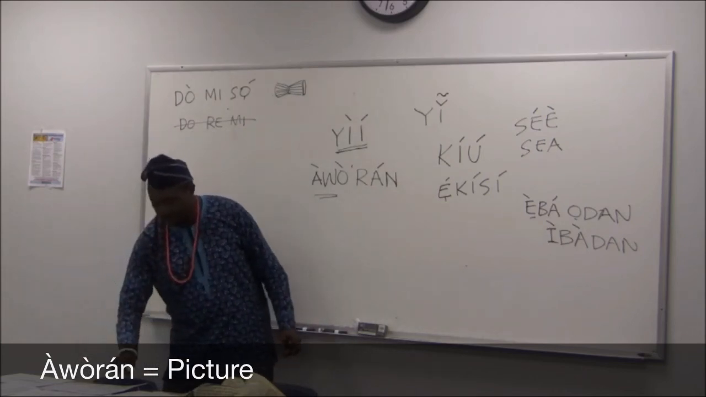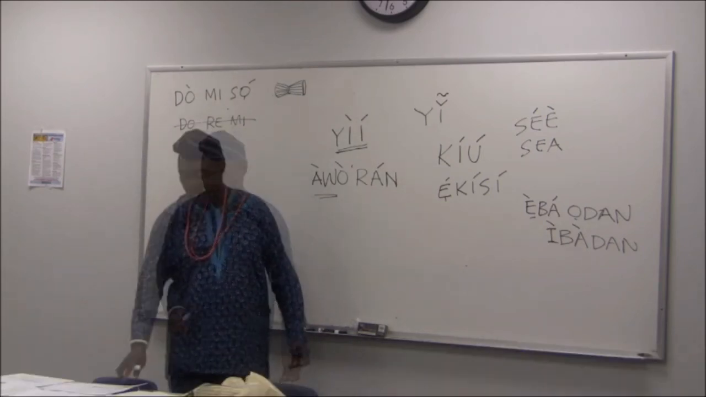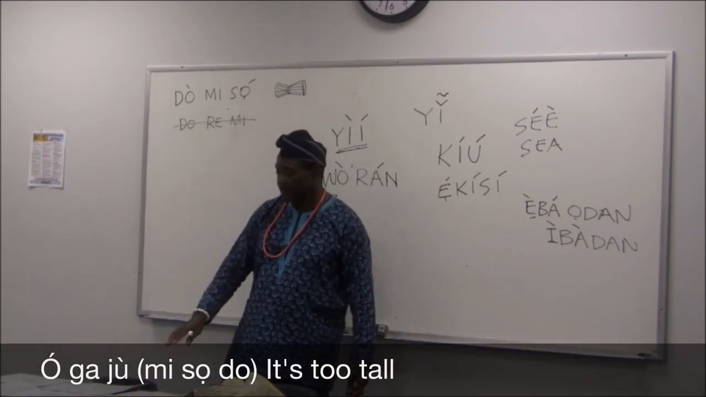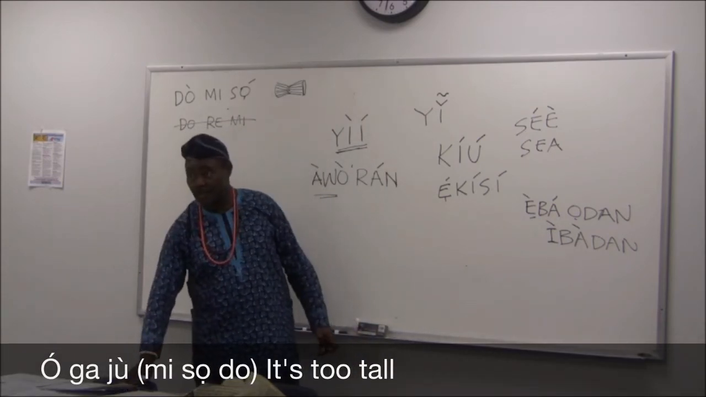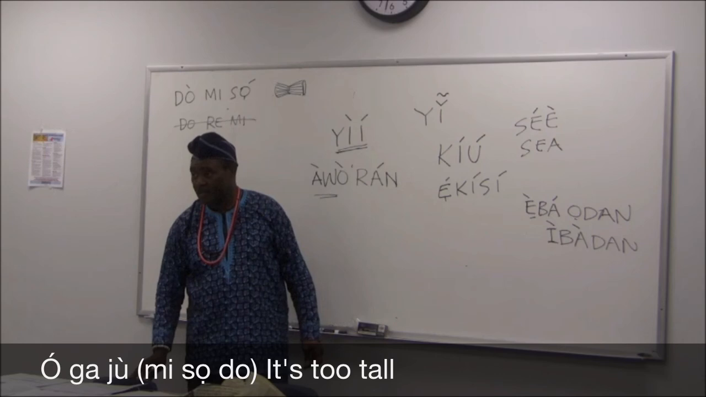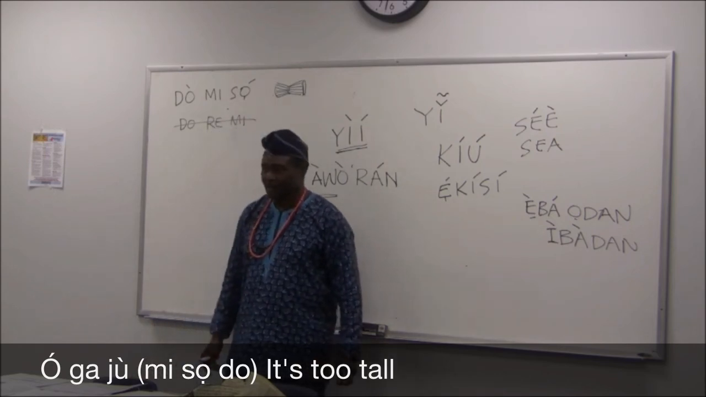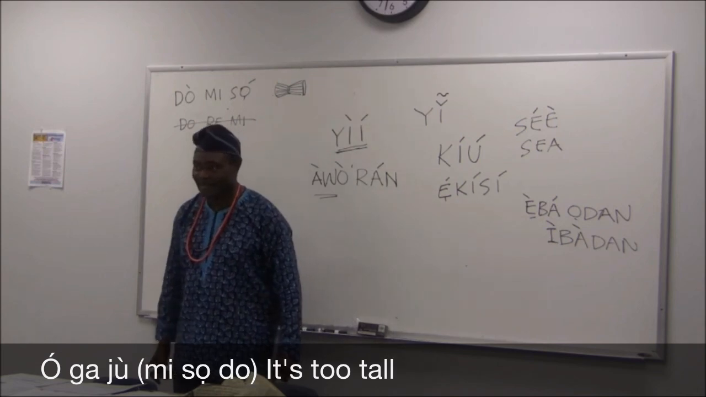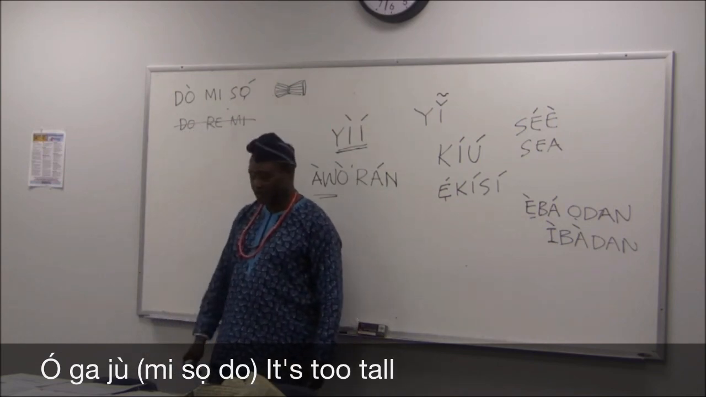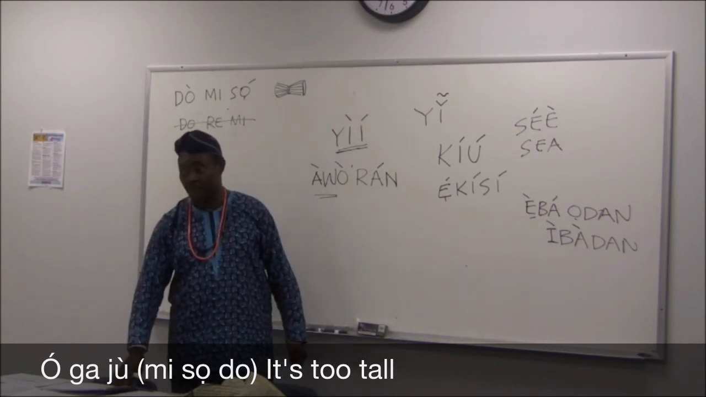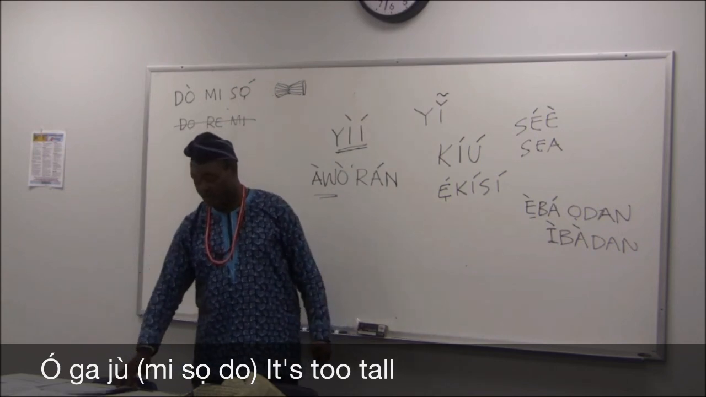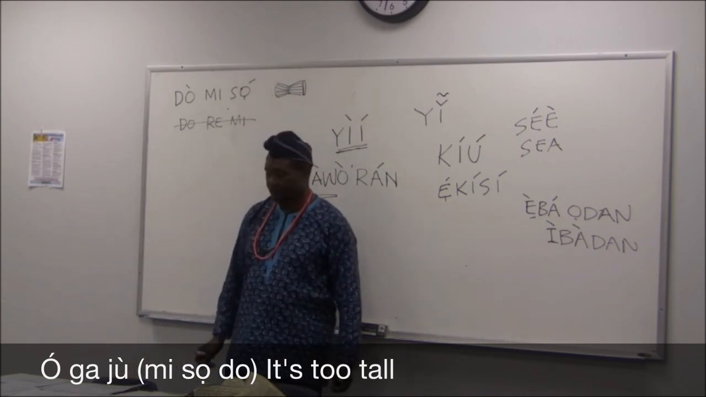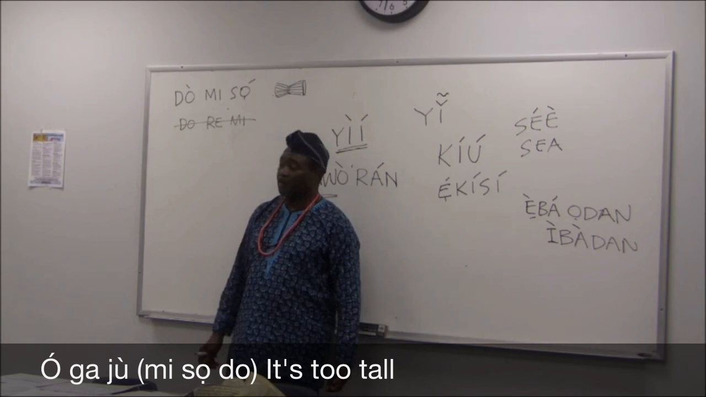Okay. Ó ga jù. I broke it down and I said it in a broken down formation, but if I want to say it with expression, I will say Ogajù. That means that thing is incredible, too much. The guy is fantastic. You know, something beyond my imagination or comprehension. Ogajù. Or if it's too tall.